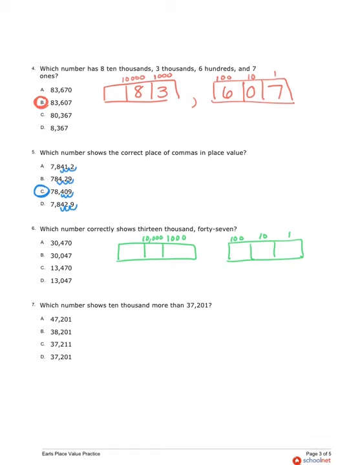Well, I know that 47 is 4 tens and 7 ones. There are no hundreds, and I know that 13,000 is really 3 thousands and 1 10,000. So my number should look like answer D. I know that A and B were silly because those are 30,000, not 13,000.